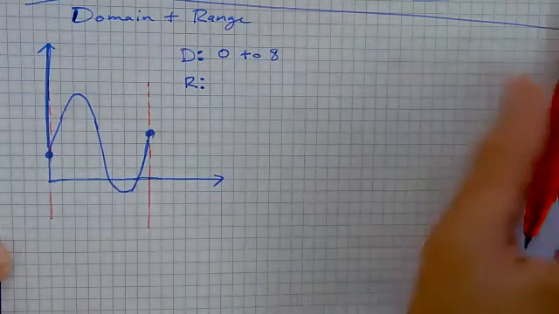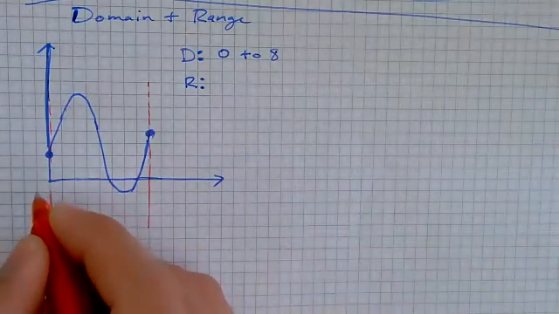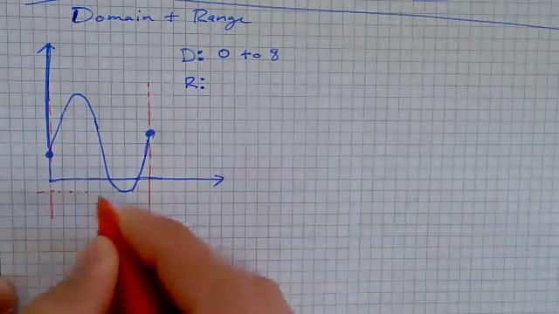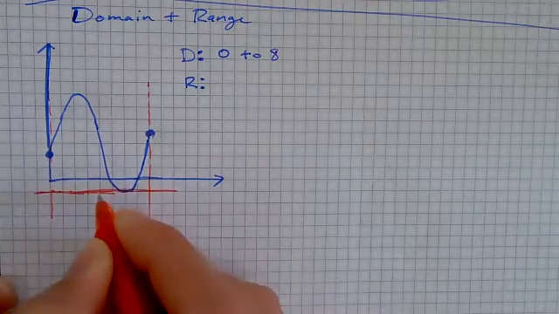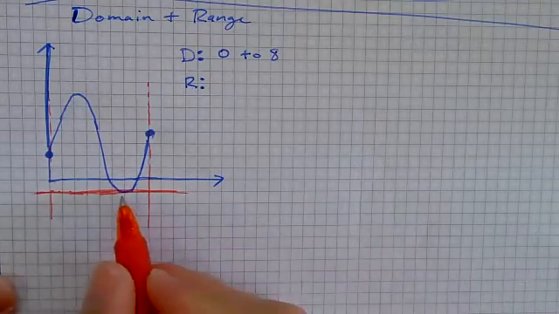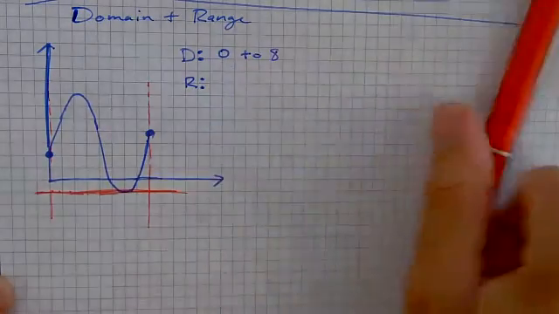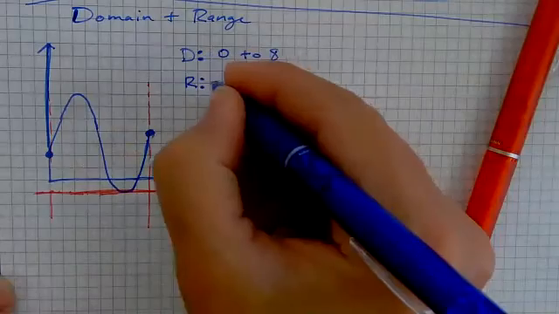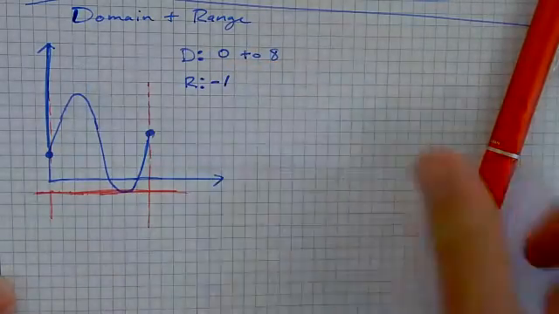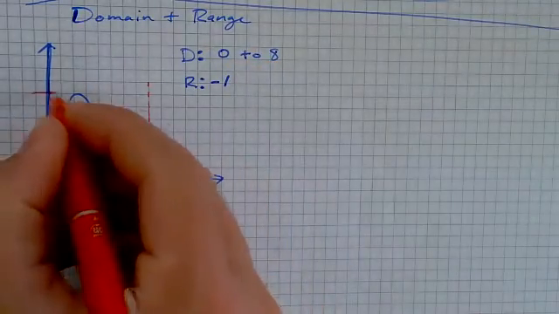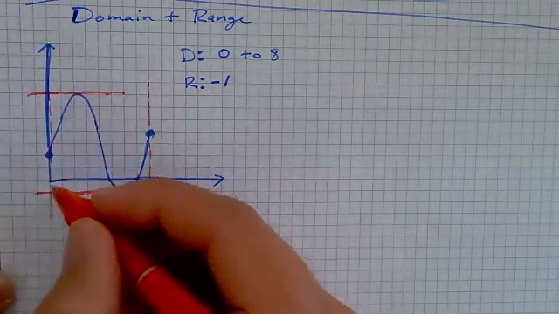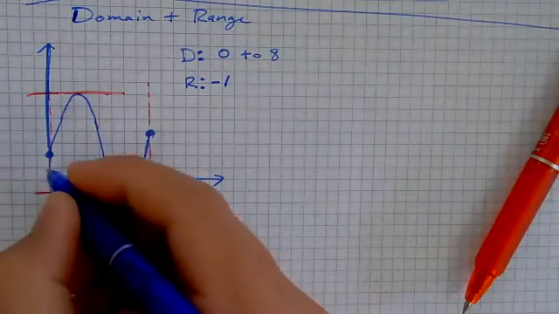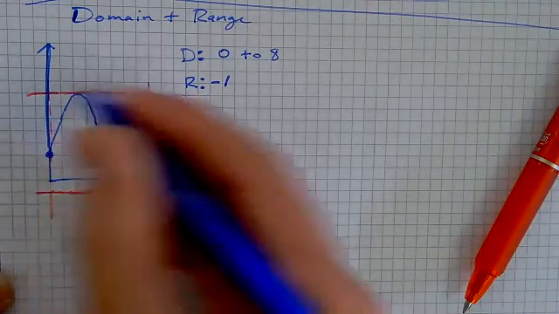Okay, your range, your lowest value, and this is what a lot of people were screwing up on the exit ticket the other day. Your lowest value is right here. All right, what is the y value at your lowest value? It's negative 1. Okay, the highest point of the graph is up here, where you have a y value of 7.